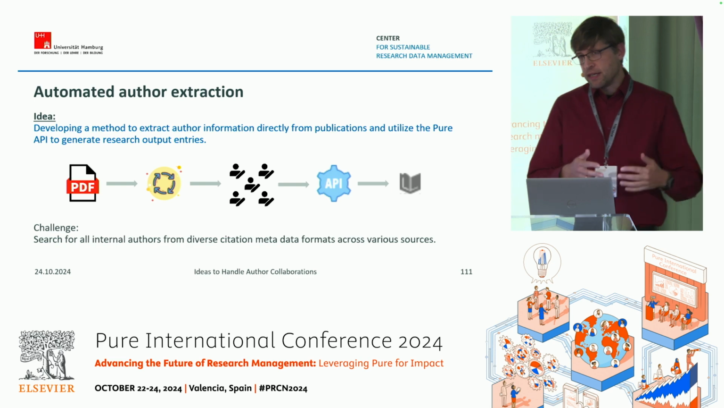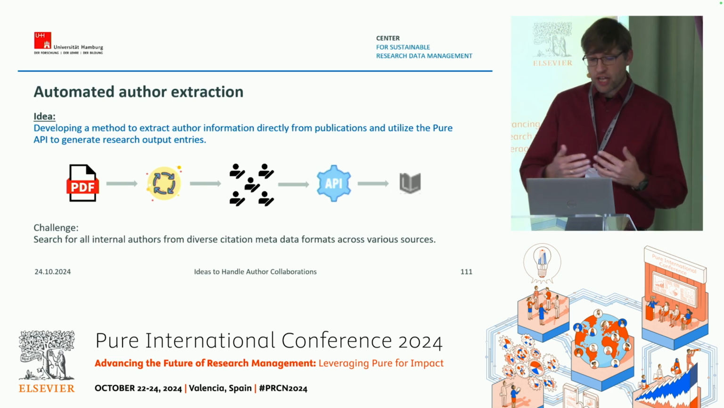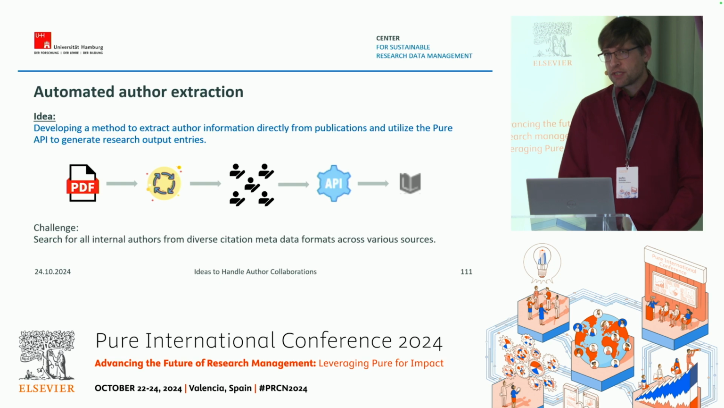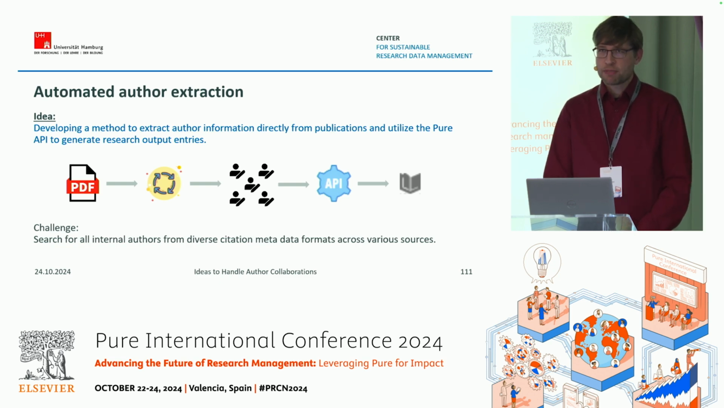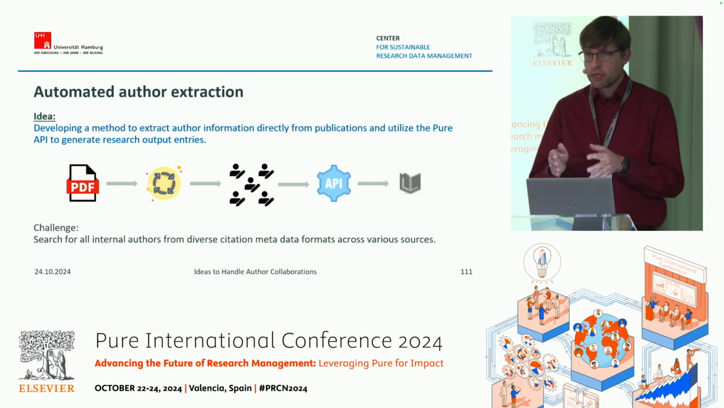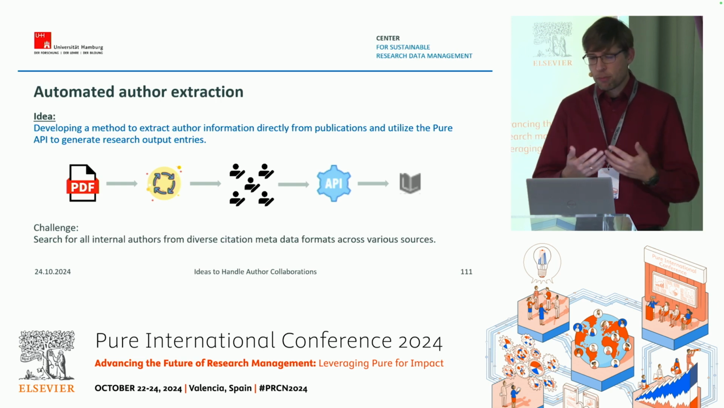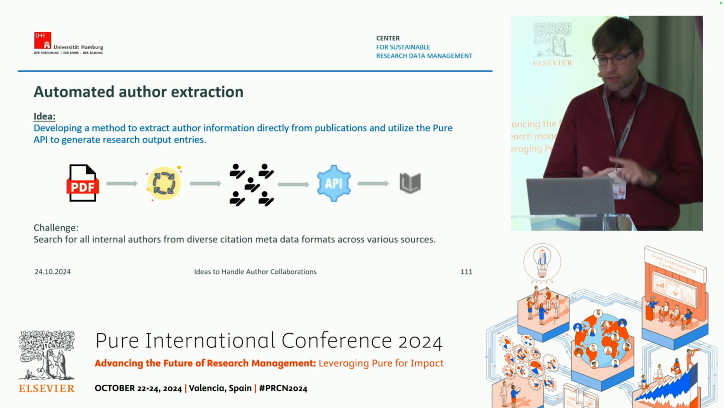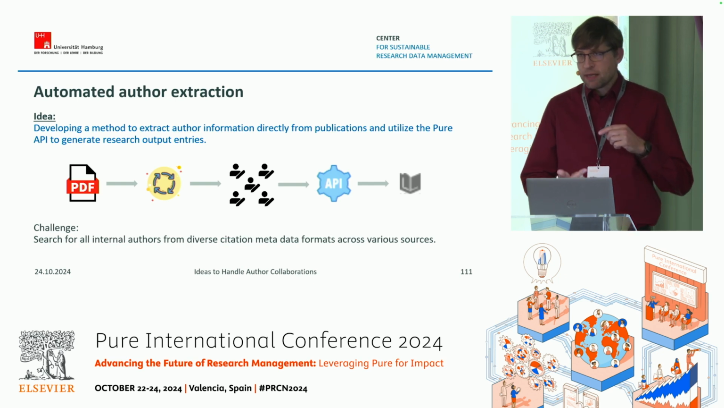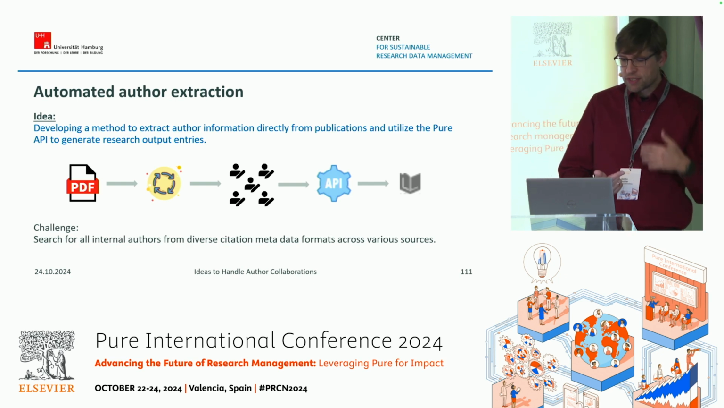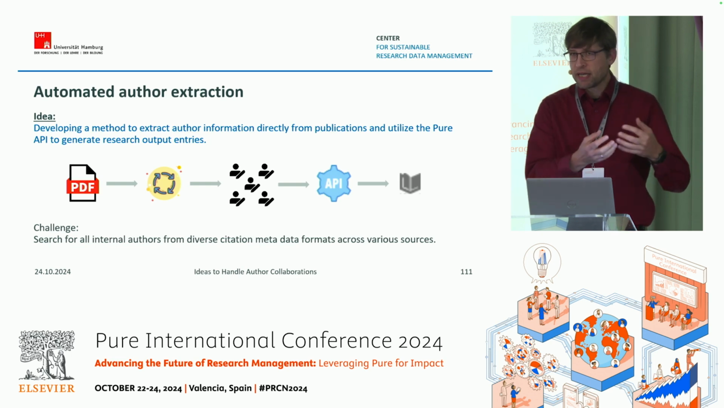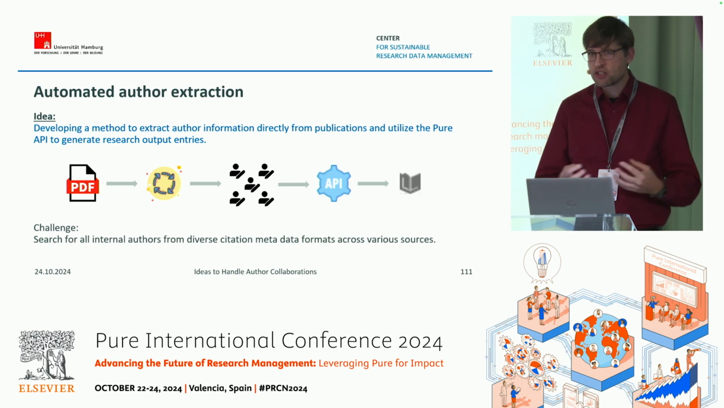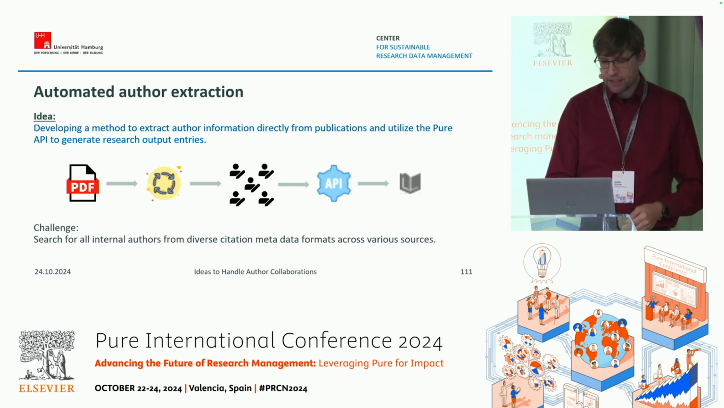But this runs us into a general challenge. For example, at our university, as Lisa mentioned, we have shared professorships. One belongs to the university, one belongs to DAISY or other organizations. And when you automatically extract the author information, for example directly from the PDF, you have to search for the internal authors with different affiliations. Maybe the metadata come in diverse citation metadata formats, and maybe we got it from different sources. This, of course, is a general problem, but it is an automatic approach just by the idea.